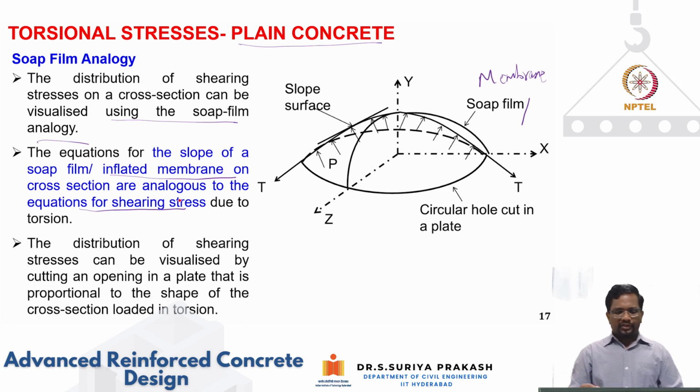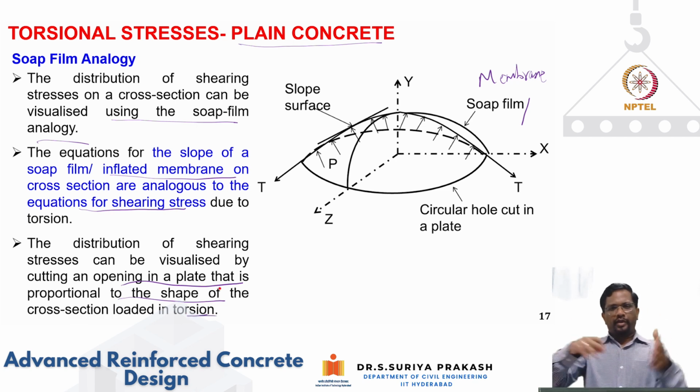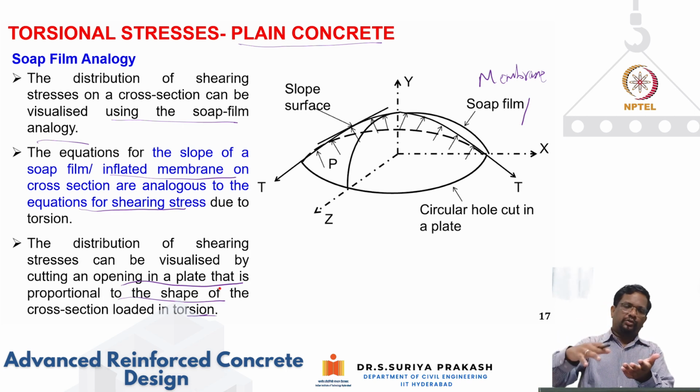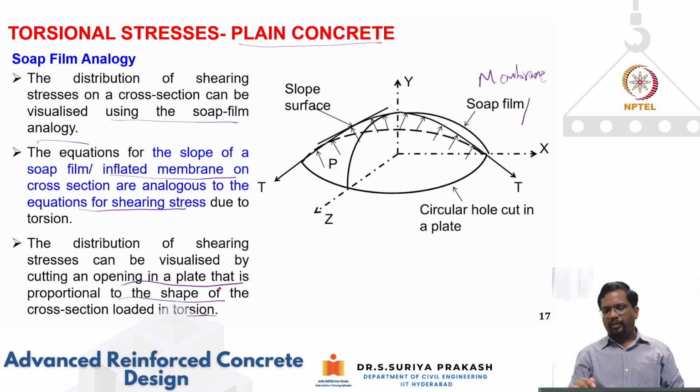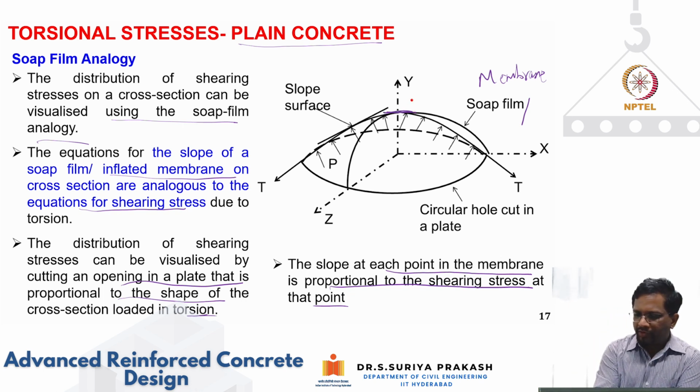The distribution of shear stresses can be visualized by cutting an opening in a plate that is proportional to the shape of the cross section loaded in torsion. So you take a plate and cut an opening. If you are doing a circular section, you cut a circular hole, or if you are doing a square, you cut a square hole, and then you visualize a soap film forming on it, or you attach a membrane and inflate it, whatever surface it forms. The slope of that surface gives you an idea of how much shear stress exists at that point, right? So the slope at each point in the membrane is proportional to the shearing stress at that particular point. Okay, so you can see that at this point the slope is 0.